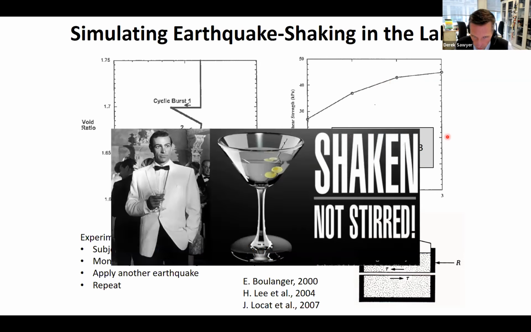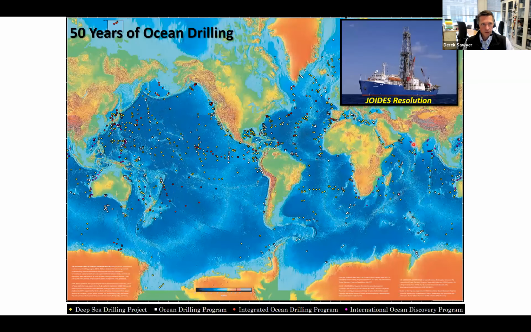I often equate this to James Bond's martini, shaken, not stirred. So the idea is if this happens in nature, you can shake the sediments and actually enhance their stability over time. But if you shake them enough, you can actually stir them, of course, and cause a landslide.